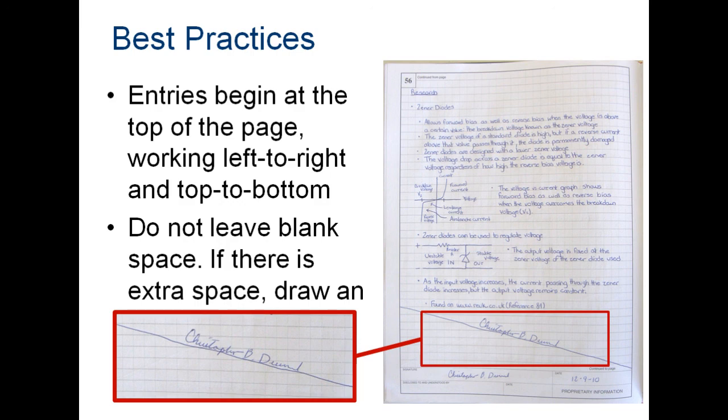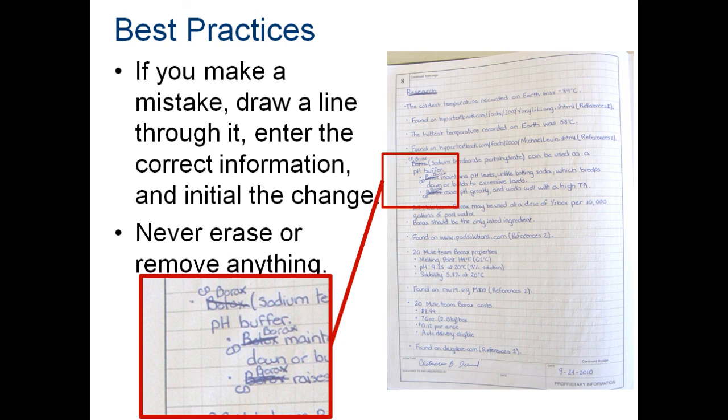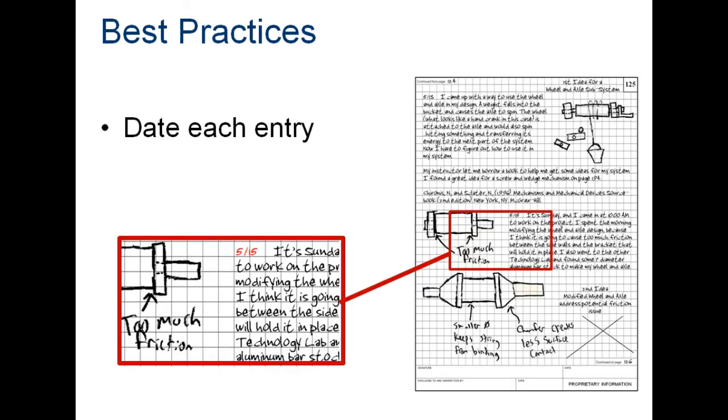Then consider that if you make a mistake, draw a line through it, enter the correct information, and initial the change. Never erase or remove anything. Now again, we're not going to follow that a whole lot because we're allowed to write in pencil. But the idea there is that I know what happened and when it was changed. You're also supposed to date each entry. So I would also date when I change things.